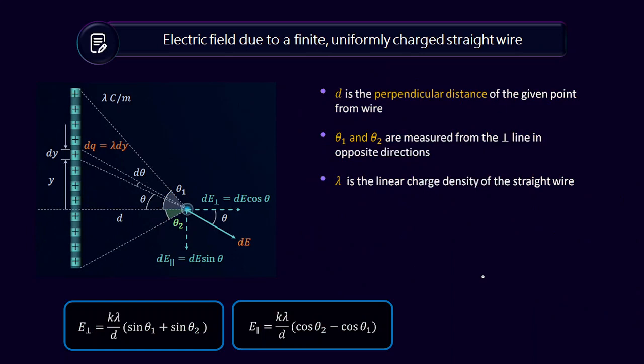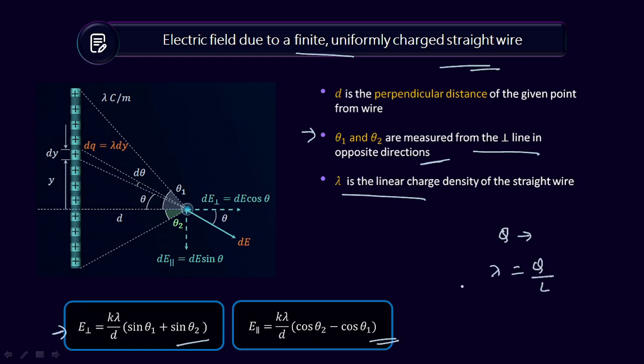So we can conclude that the electric field due to a finite uniformly charged straight wire is E perpendicular equal to k lambda by d times sine theta 1 plus sine theta 2, and E parallel equal to k lambda by d times cos theta 2 minus cos theta 1. Here theta 1 and theta 2 are measured from the perpendicular line in opposite directions, and lambda is the linear charge density. Suppose q charge is given, so we can write lambda equal to q by L. If you want, you can put the value of lambda here and simplify. No issue in that, right?